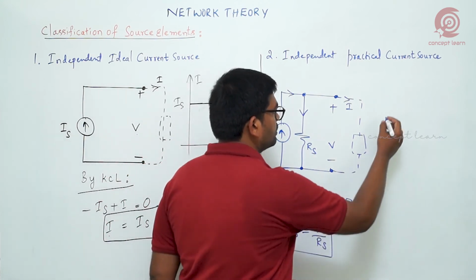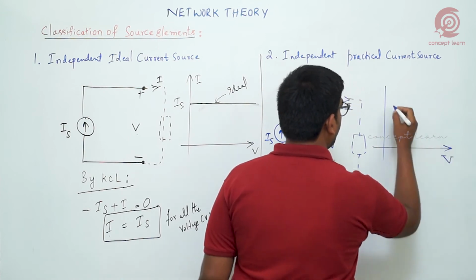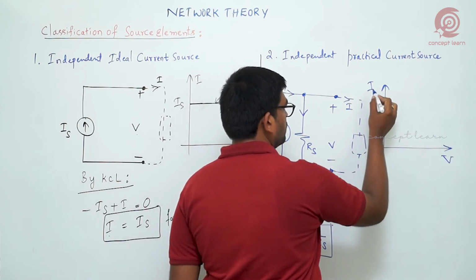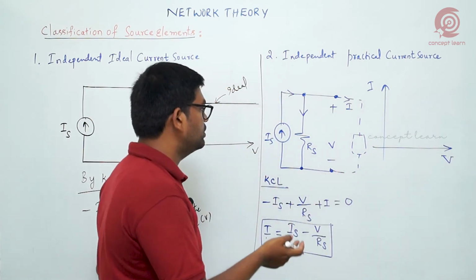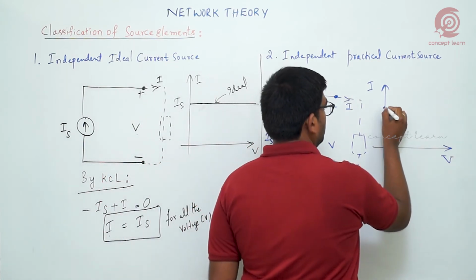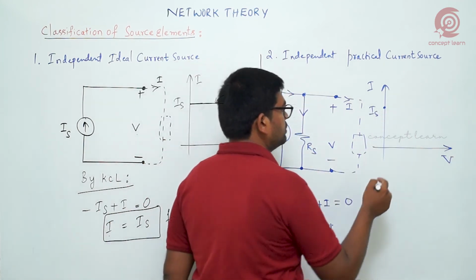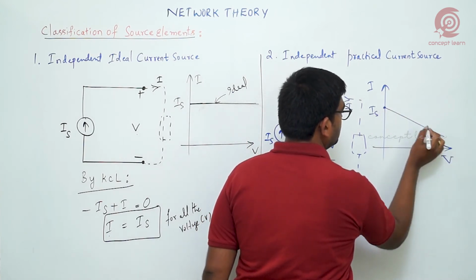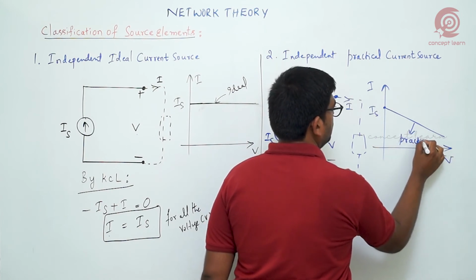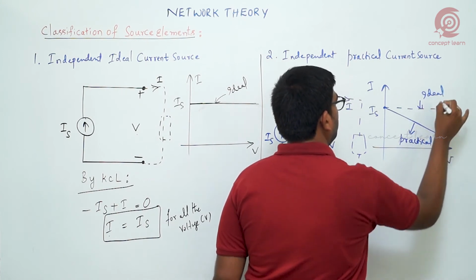If you draw the characteristics, similar to our practical voltage source, we get it like that only. If you choose 0 voltage, what do we get? 0 voltage means I is equal to Is only. 0 voltage means there is no element here, the starting point. And as the voltage keeps increasing, since we have resistance here, the current automatically decreases. This is the drooping nature, practical. And if I indicate the dotted line, that is ideal. This is the comparison between ideal and practical.